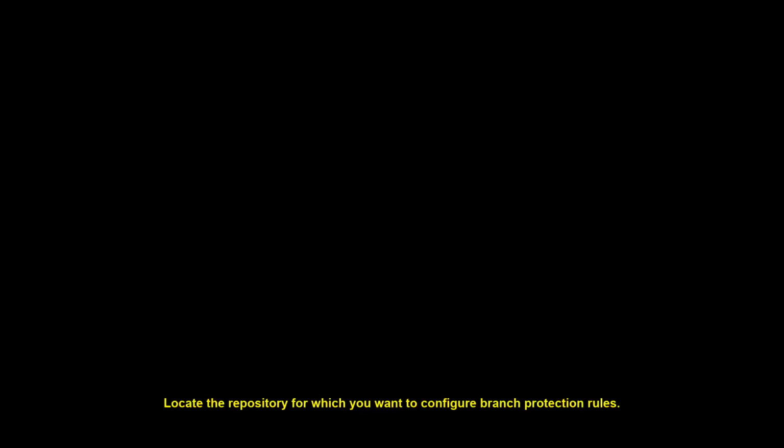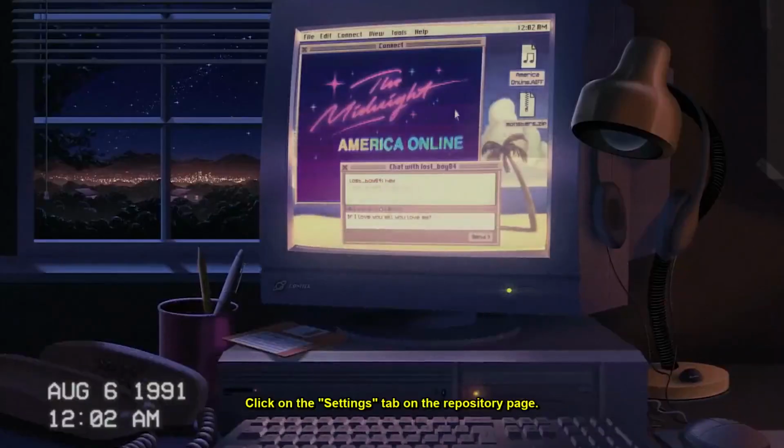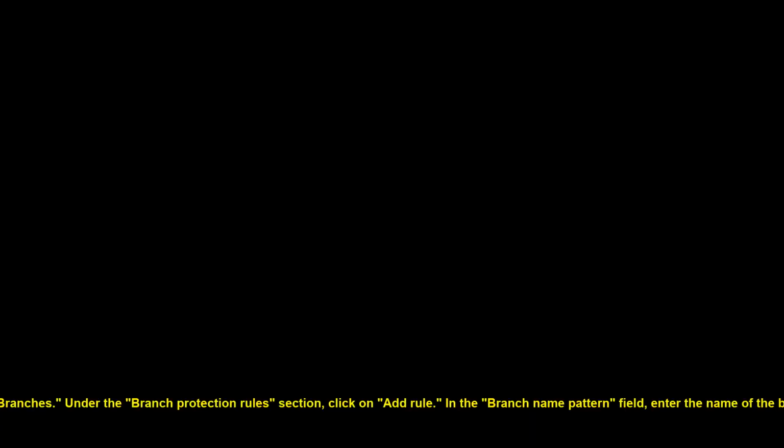Locate the repository for which you want to configure branch protection rules. Click on the Settings tab on the repository page. In the left sidebar, select Branches. Under the Branch Protection Rules section, click on Add Rule.